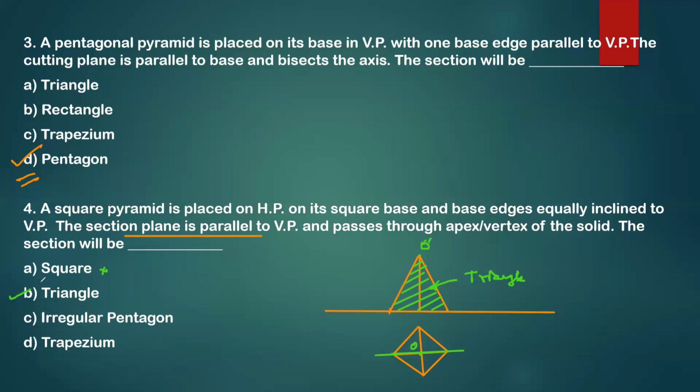Now see irregular pentagons, there is no question of the pentagon, as whatever this cutting plane is, it is totally parallel to the VP. So the section portion will definitely be a triangle. This is the correct answer. We'll see the next one now.